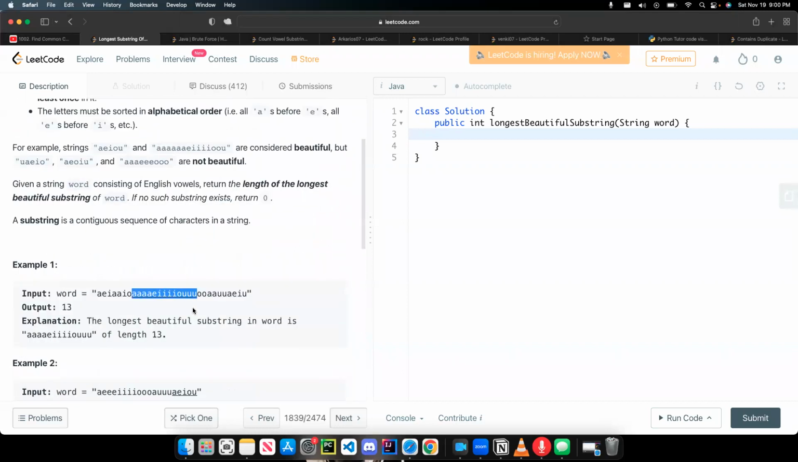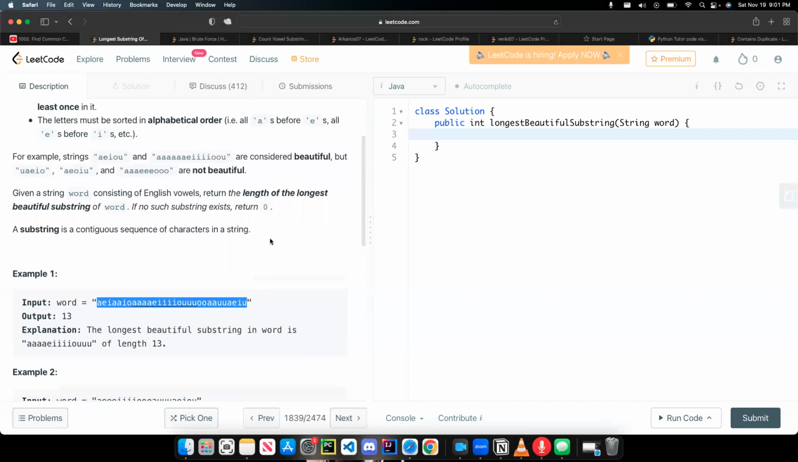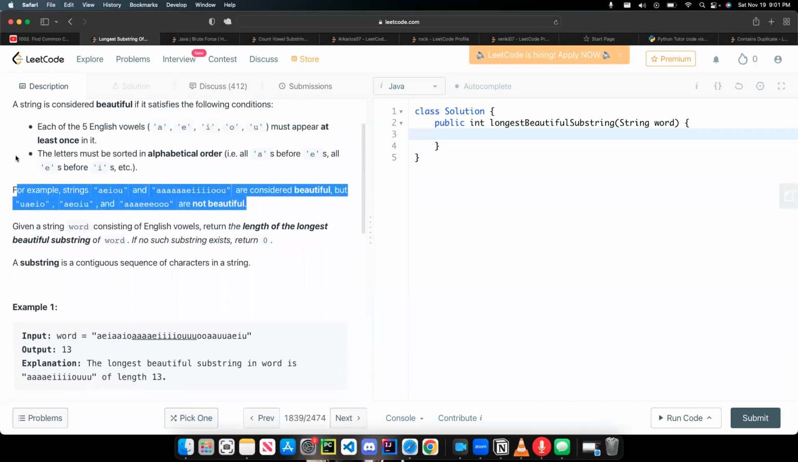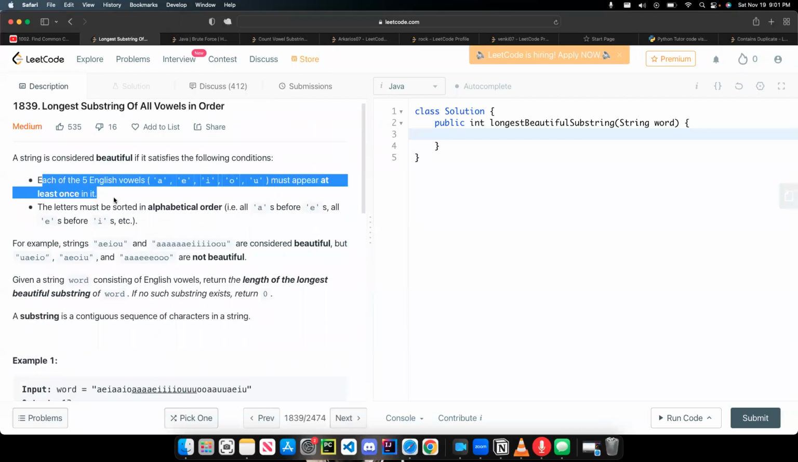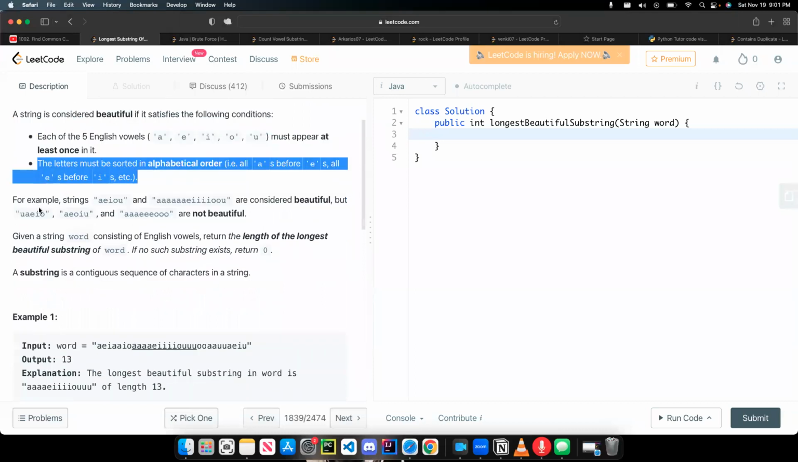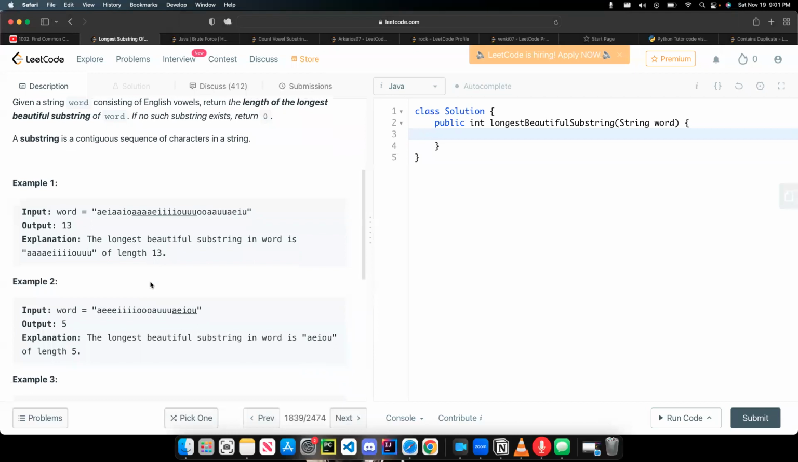So the approach is, of course, you could use brute force, generating all substrings. And then maybe make a helper method, right? One helper method could verify if all vowels are contained, and the other could verify if it's sorted. And then, of course, you could record the length. But this seems to be a taxing problem because you're generating all possible substrings, right? So it's not necessarily optimal to do that.